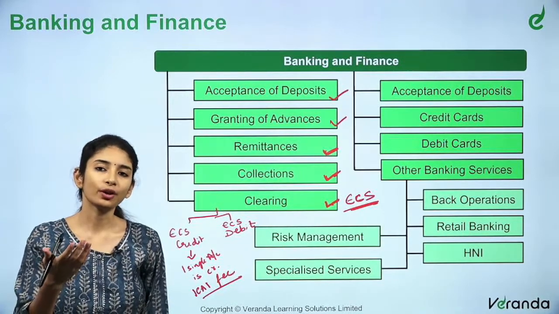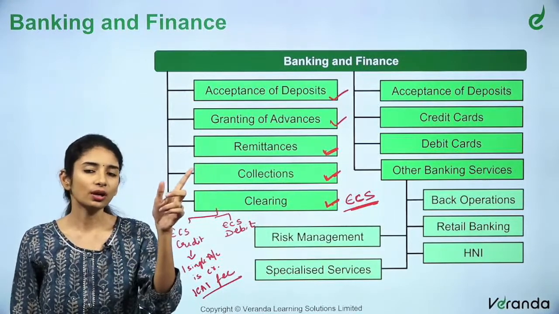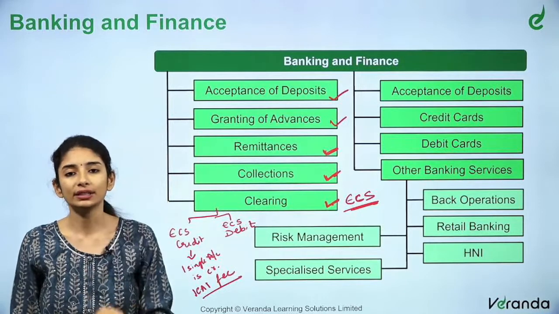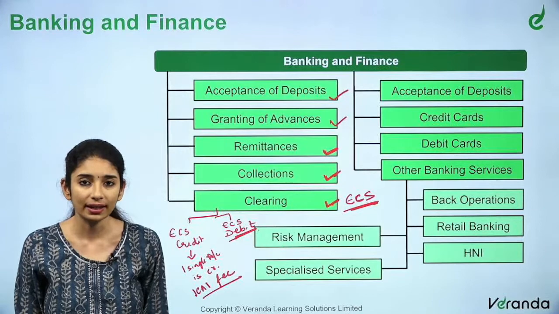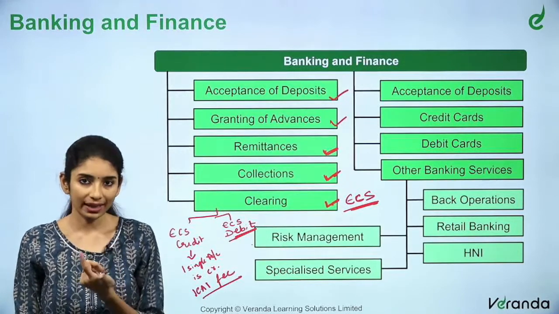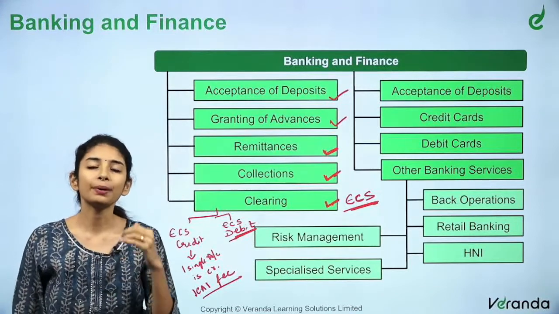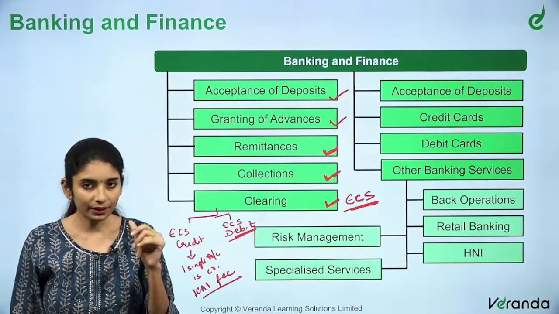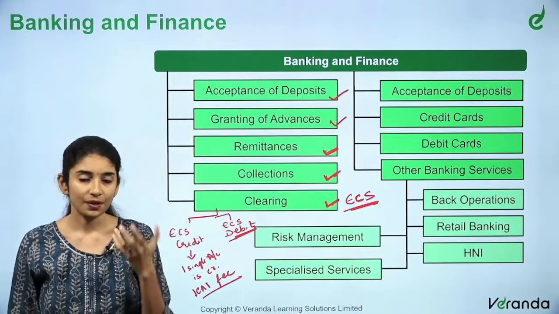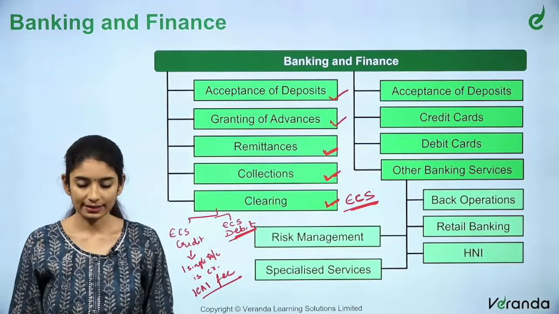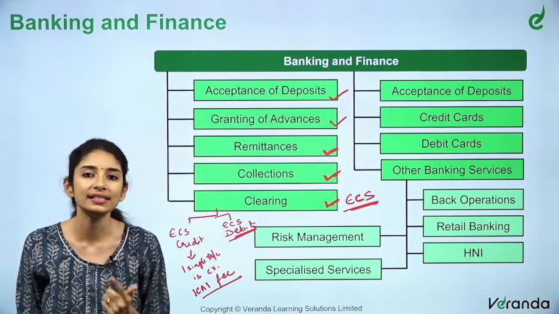Take for example payment of LIC premium. So many account holders' accounts are debited and LIC's account is credited with the premium amount. ECS debit is where one account is debited and multiple accounts are credited. For example, payment of salaries: one account debited and so many employee accounts credited. Payment of dividend by a company: one account debited, so many accounts credited. Clear? So two types of clearing: ECS credit and ECS debit.